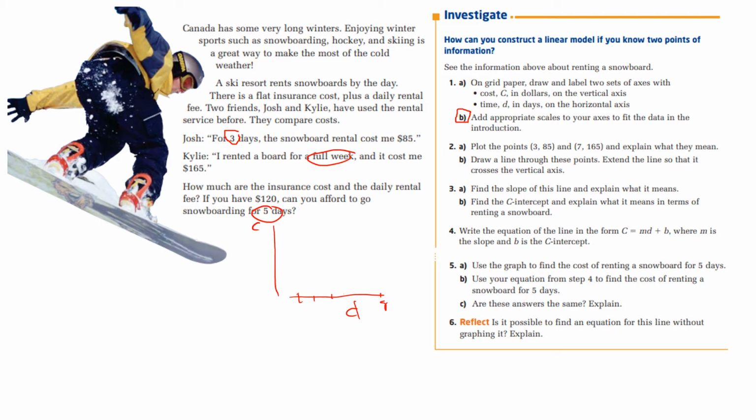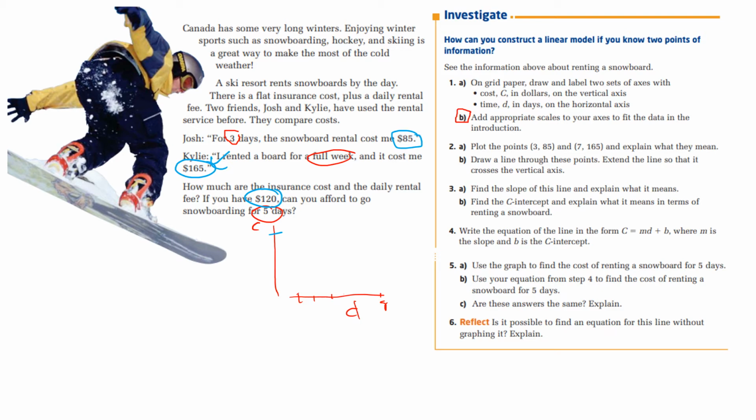And for your cost axis, well, what are we going to put on? Look at the cost numbers that are in the question. We've got an 85 here. We've got 165 here. We've got 120 here. So we want to make sure we at least get 165 up there on the cost axis.